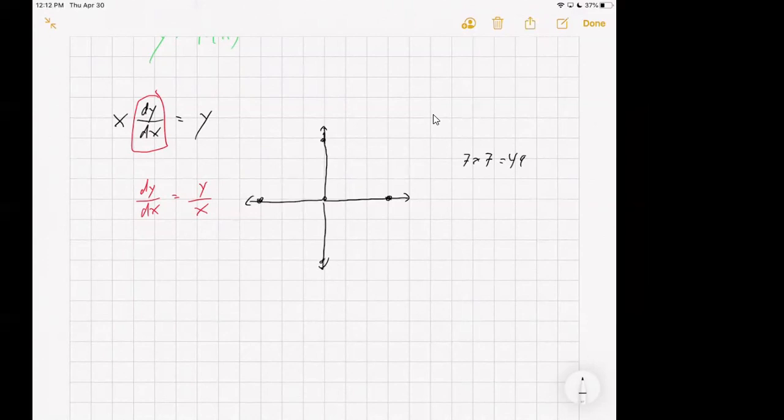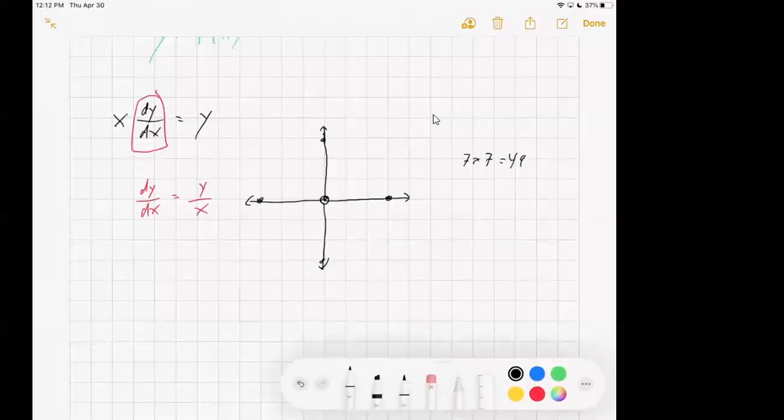So first of all, division by 0 leads to something that's undefined, but the origin is even more special. I'm just going to put a little circle there because that's a division of 0 by 0. So the slope field is completely undefined at the origin, all right?